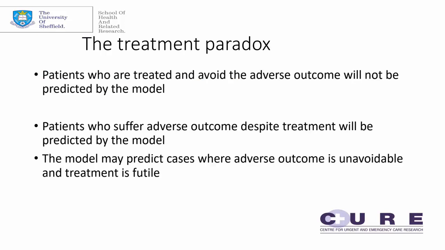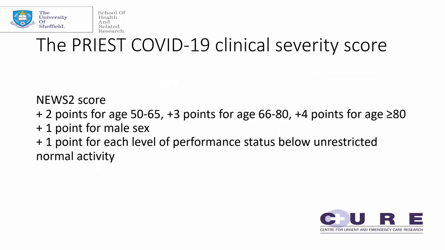So hopefully I've convinced you that this is a problem. It's a problem in terms of not being able to predict the people who would have had an adverse outcome if we hadn't treated them. But it's also a problem for the people who do have an adverse outcome. Because again, by the treatment paradox, or due to treatment effects, it might be that the people who are having an adverse outcome will have an adverse outcome whatever we do. And there are people whose adverse outcome is unavoidable and treatment is going to be futile. And we had a bit of a suggestion of this in some work that we did in COVID-19.